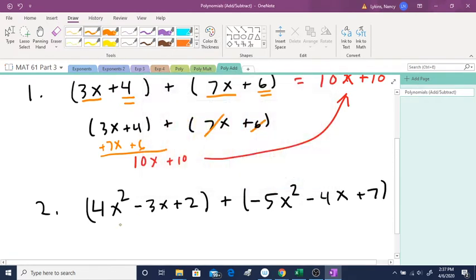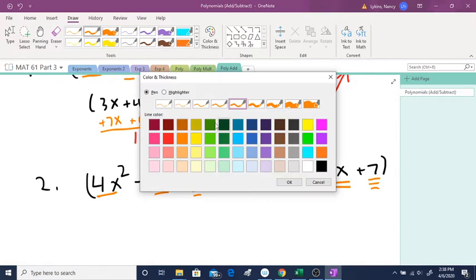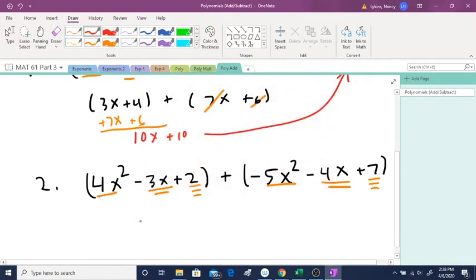So that means I'm going to look at my x squareds. I'm going to also look at my x's, and I'm going to put 2 underlines there. And then finally, my numbers, and I'm putting 3 underlines. So I'm going to take this 4, subtract 5. By doing that, you get a negative 1, or a negative x squared.